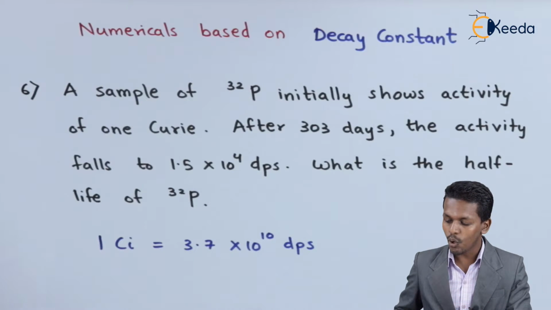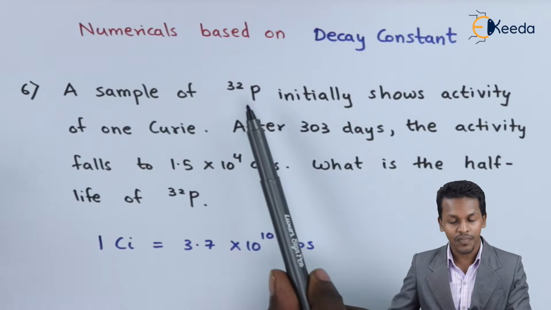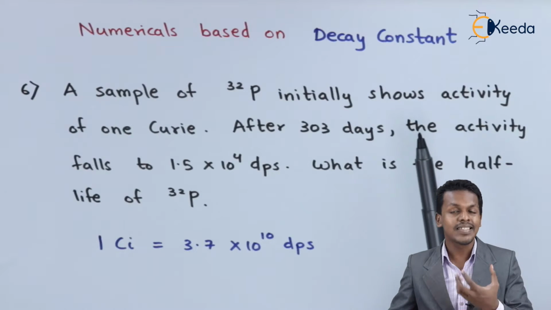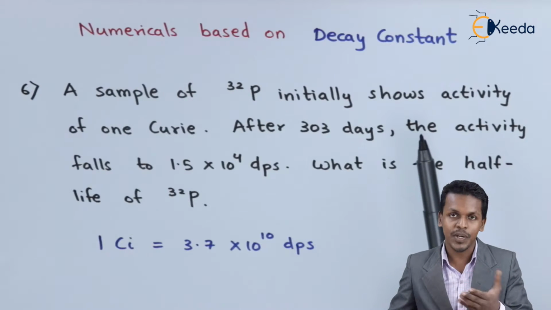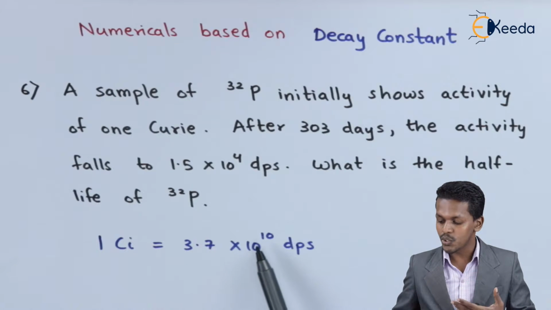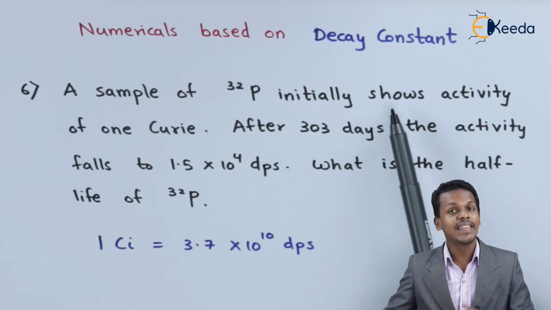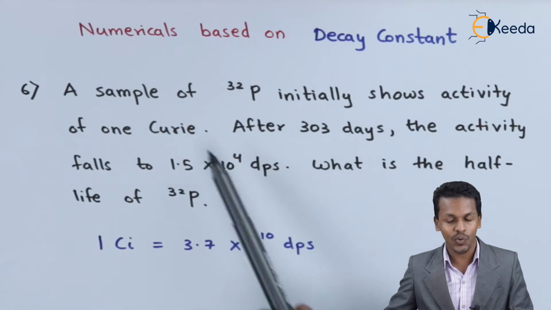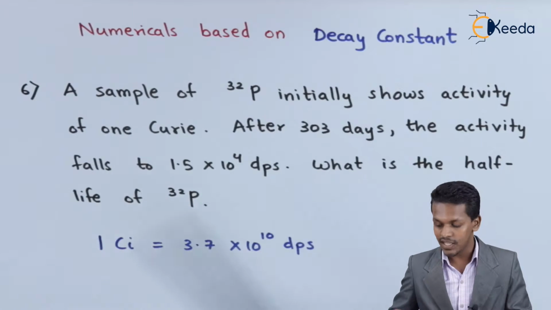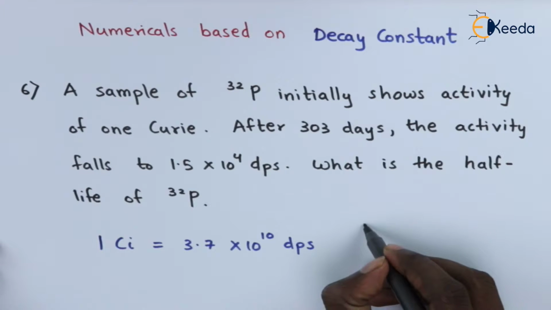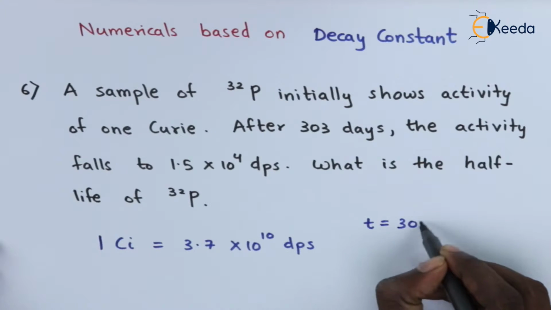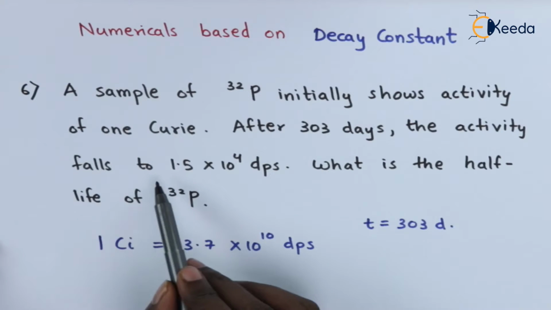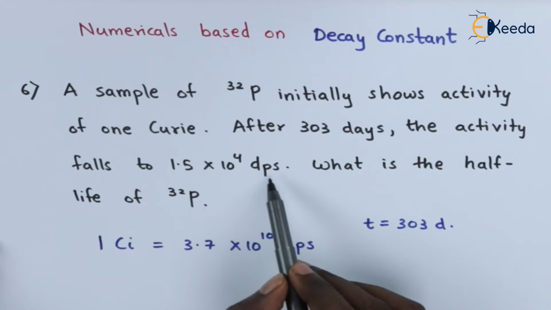So the sample of phosphorus 32 initially shows an activity, that means it disintegrates per second, with respect to time, at 3.7 into 10 raised to 10 dps. That is the initial activity. And after 303 days, let me represent it with t as 303 days, where D stands for days, the activity falls to 1.5 into 10 raised to 4 dps.